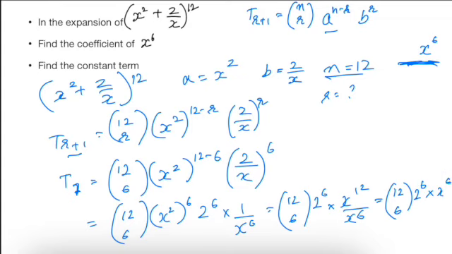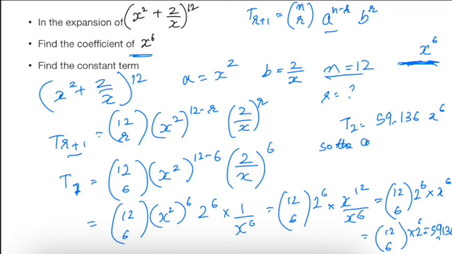So they have asked for the coefficient of x to the power 6. This will be 12C6 into 2 to the power 6. When you expand this using a calculator, let's see what value you get. I'm using a calculator here, which will be 59,136. This is the coefficient of the term 7. The term 7 will be 59,136 into x to the power 6. So the coefficient of x to the power 6 is 59,136. This is how we need to solve this.